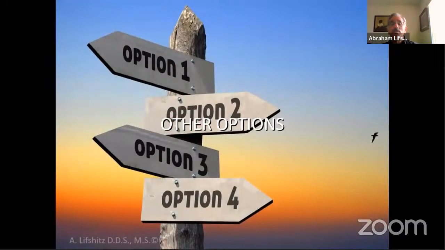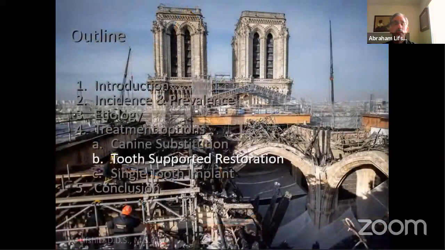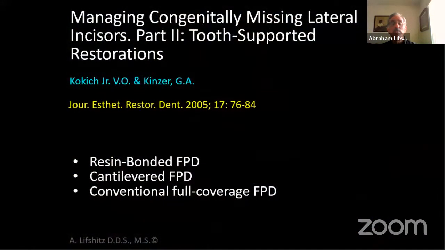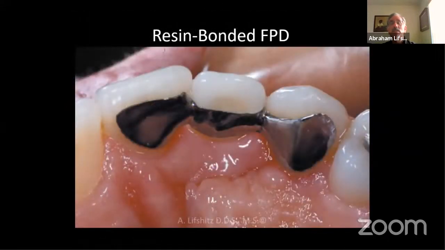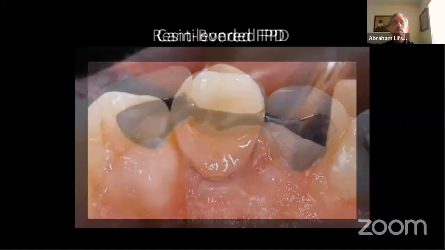So what other options do we have when we have congenitally missing lateral? We have tooth-supported restorations that can be a resin-bonded fixed partial denture, as Dr. Charlantine mentioned, a cantilevered fixed partial denture, and a conventional full coverage fixed partial denture. So these are resin-bonded FPD, the one that the resident had. She allowed me to use this picture on the presentation.